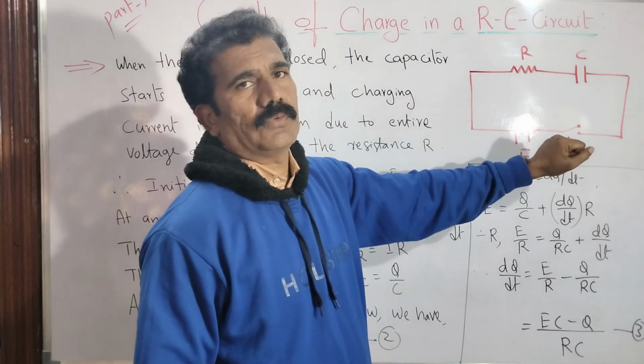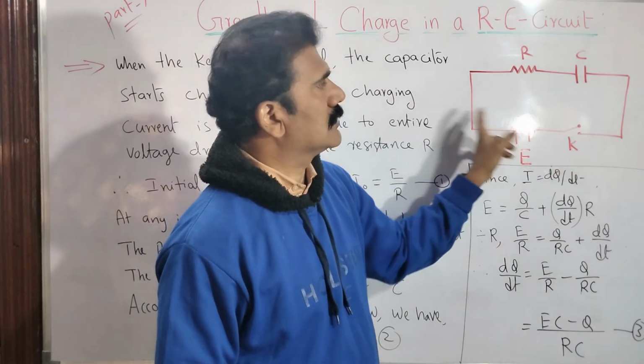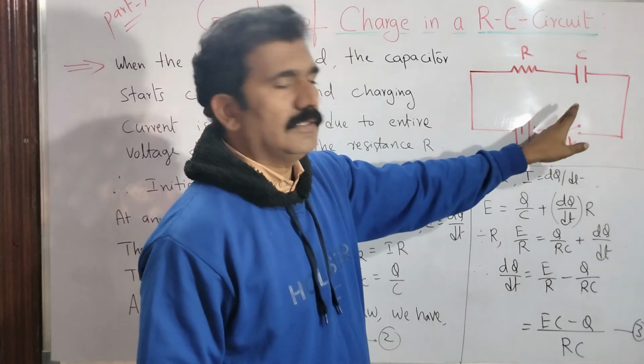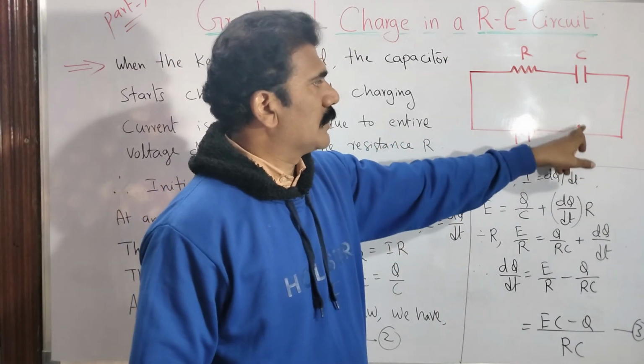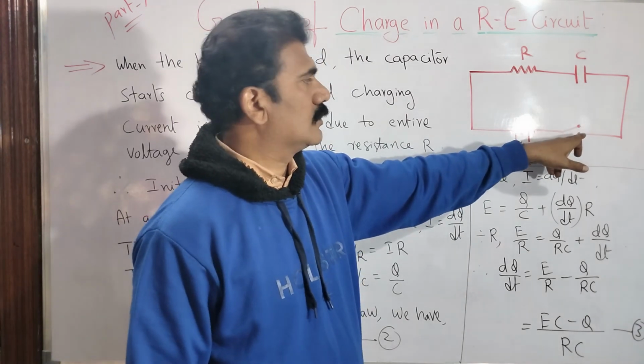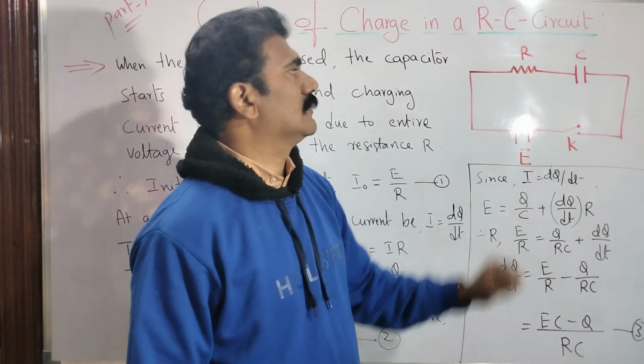In this circuit arrangement, one can charge the capacitor the moment you press the key. If you press the key, the circuit is closed. If you open the key, then the circuit is open. So to charge the capacitor, you have to press the key. In order to discharge the capacitor, you have to open the key. That is the arrangement in the circuit here.